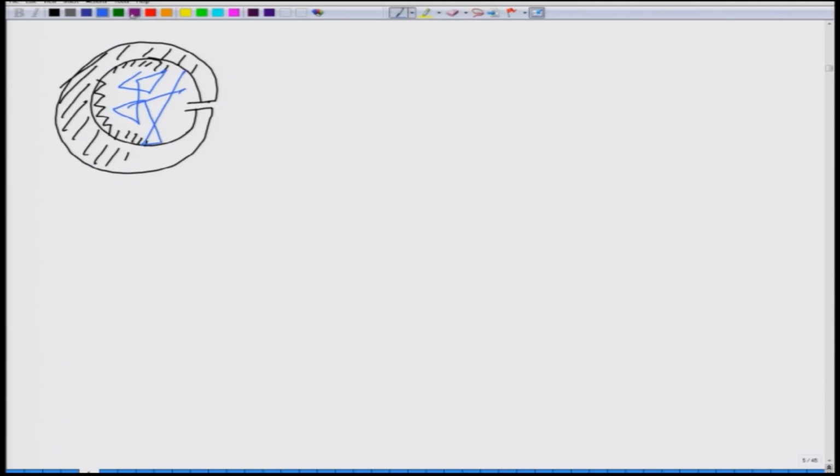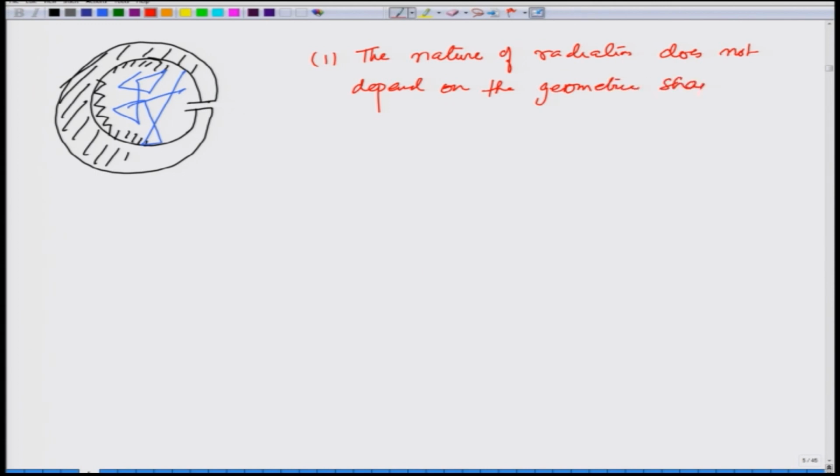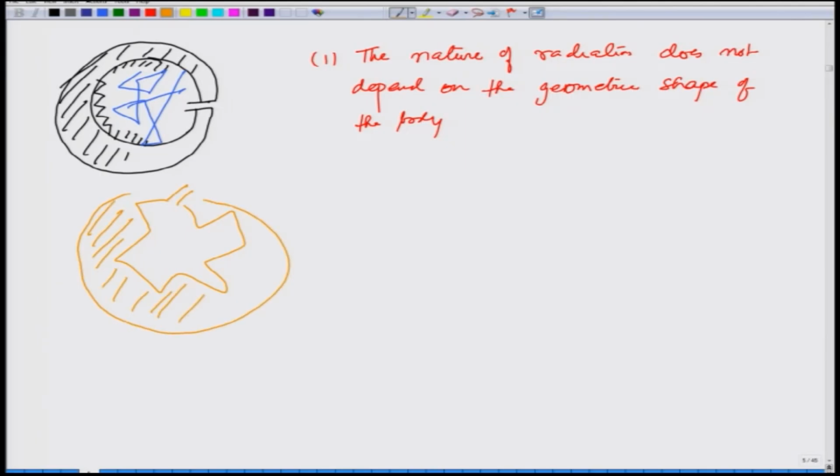Now, the property of this radiation is, number 1, the nature of radiation does not depend on the geometric shape of the body. So, I could have this cavity of this shape, have a small hole here, and even then it will be a black body. So, the radiation inside is that corresponding to a black body, and its nature does not depend on the shape.